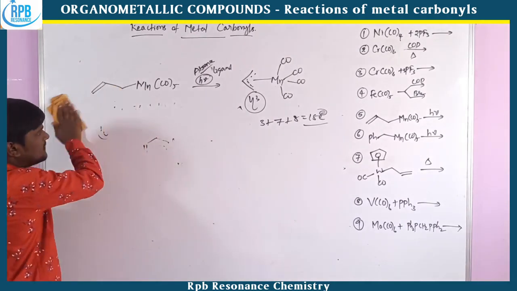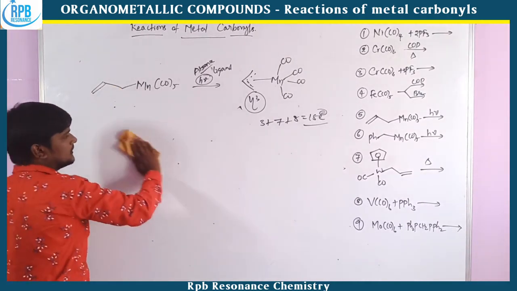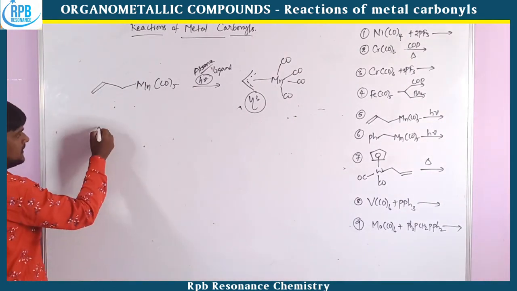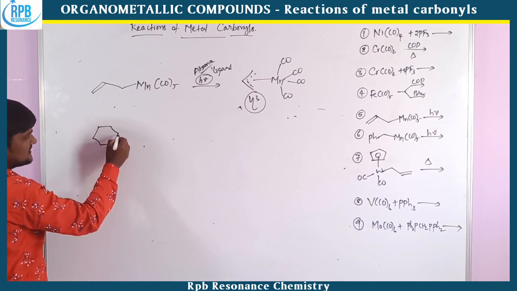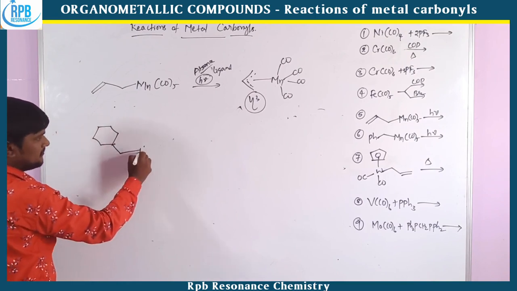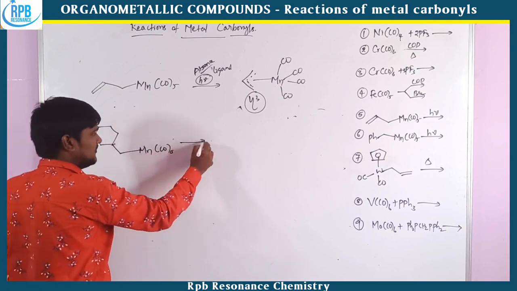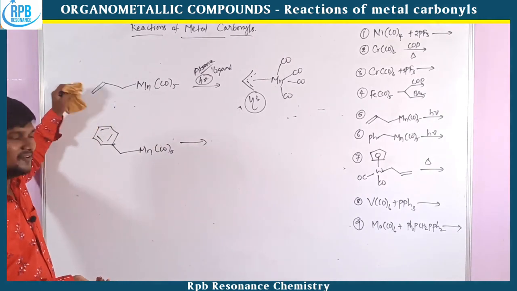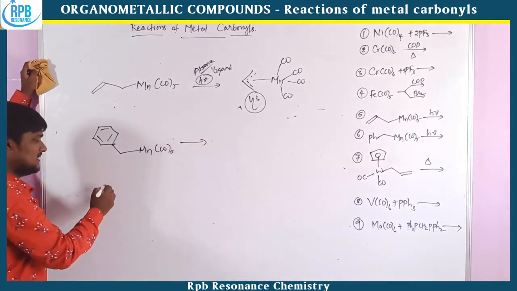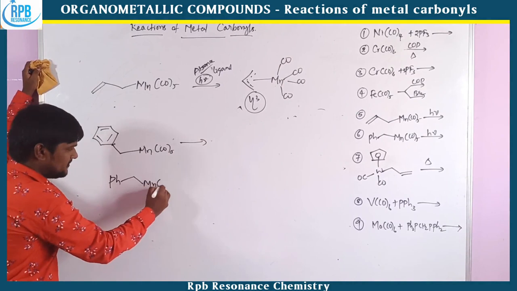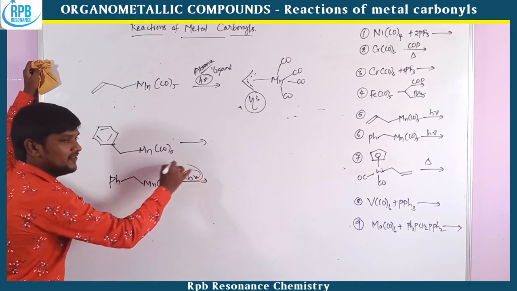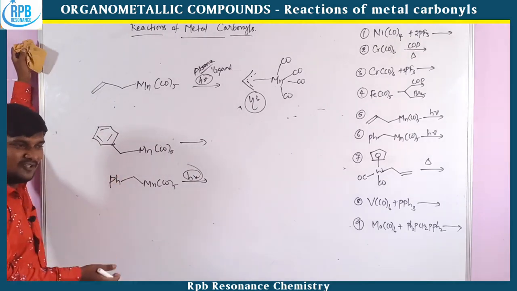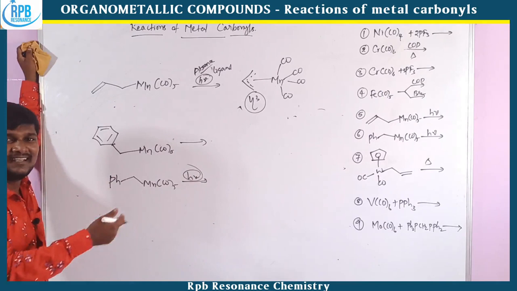Now let us discuss some other examples in photochemical reactions. The second one, that is the sixth one, is the phenyl system, manganese CO5. There is no possibility for the formation of eta 3 when we observe the molecule drawn like this. There is no eta 1 to eta 3 formation in this kind of representation.